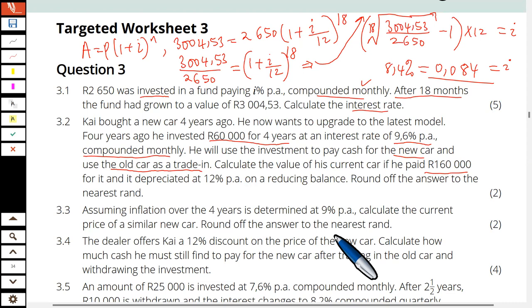I want to see if you can analyze all this, because Kai bought a new car. That's 3.2 we're focusing on. Kai bought a new car 4 years ago. He now wants to upgrade to the latest model. 4 years ago, he invested 60,000 for 4 years at an interest rate of 9.6% per annum compounded monthly. He will use the investment to pay cash for the new car and use the old car as a trade-in. So he's going to trade in the old one and then get the new one. Calculate the value of his current car if he paid 160,000 for it and it depreciated at 12% per annum on a reducing balance. Round off the answer to the nearest rand.